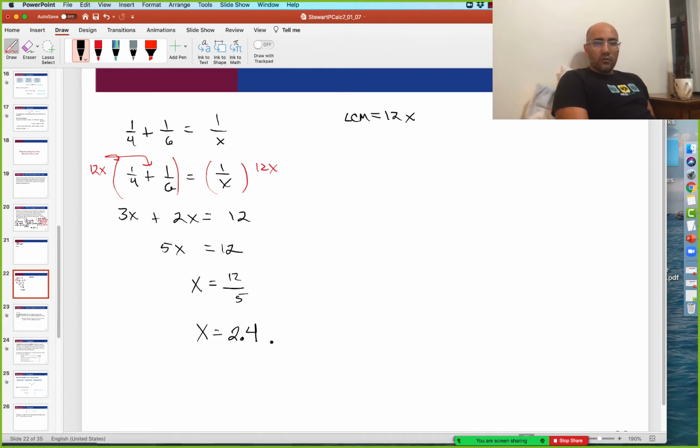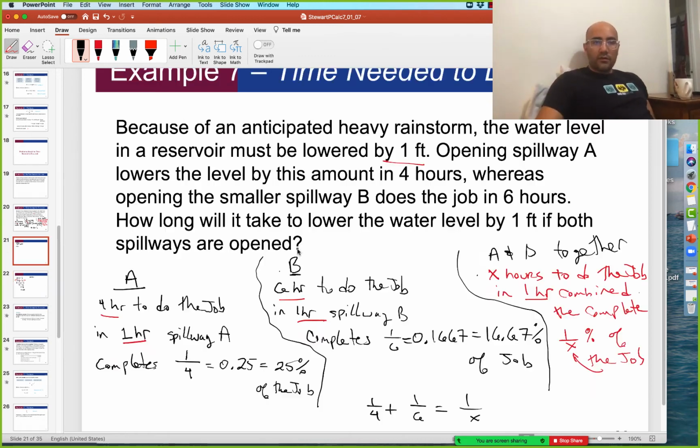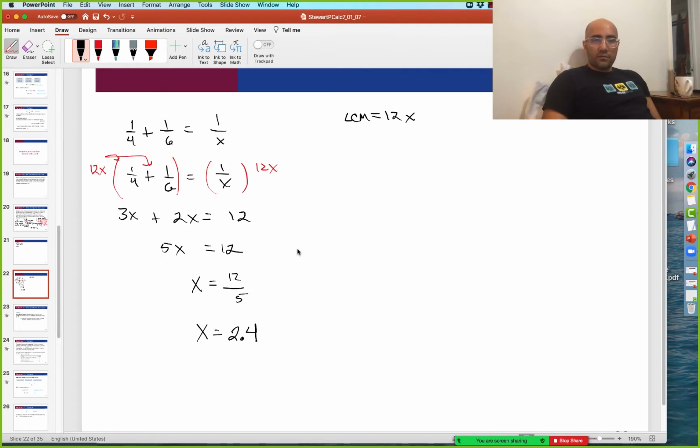Good. So remembering what X represents, going back to up here, X represents the hours that it takes for them to do the job together. How long will it take to lower the water level if both? Okay, so it'll take 2.4 hours.